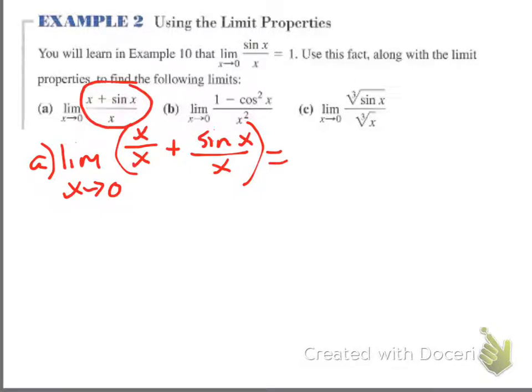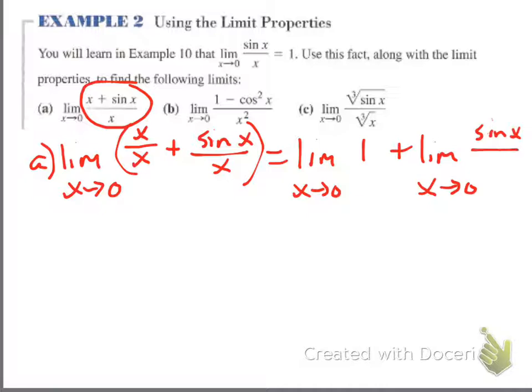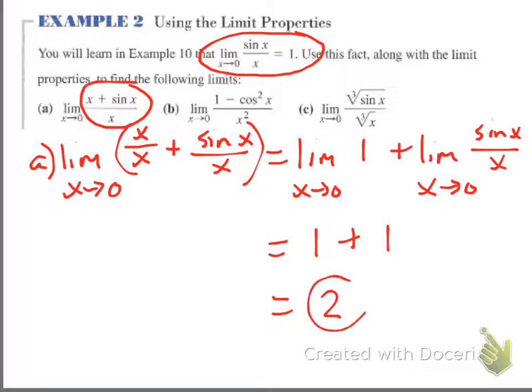Well, I have the sum of two functions, so I can write them as the sum of the limits. So the limit, now x over x is just 1, plus the limit as x approaches 0 of sine x over x. Well, the limit of 1 is just 1, plus, now this information up here is very critical. We know that the limit as x approaches 0 of sine x over x equals 1. So we can put 1 in there. So our limit is 2. So we're just using limit properties. That's our first example.